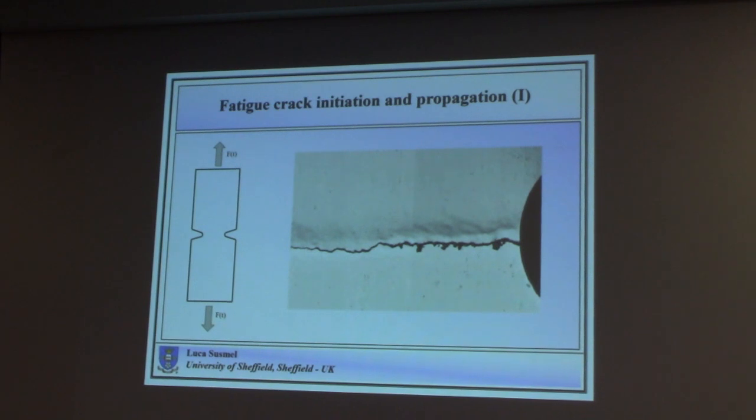If you have a very high strength steel, clearly we can talk about a crack which is equal to 0.5 millimeters, but if you are dealing with a cast iron, it could be also a couple of millimeters, 3, 4, 5 millimeters. Okay, so we need to have long cracks.